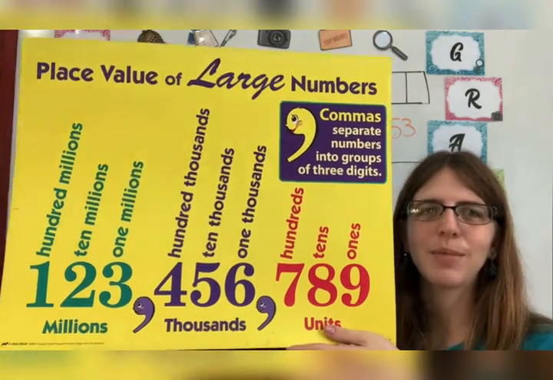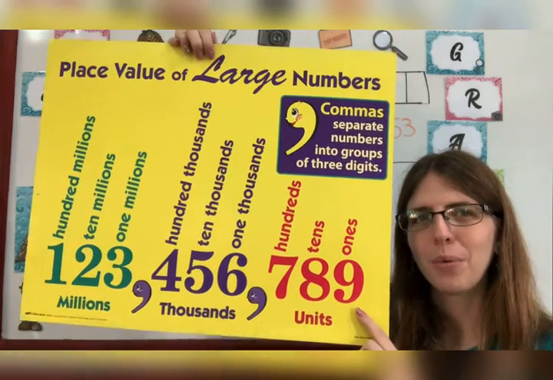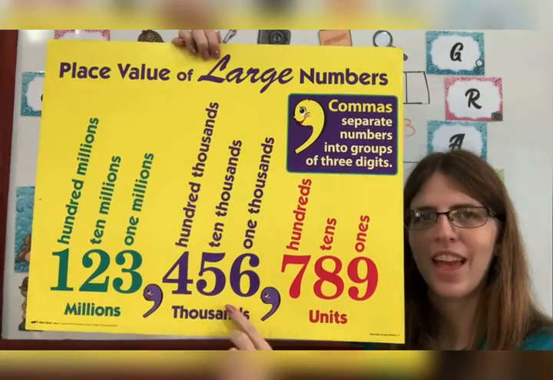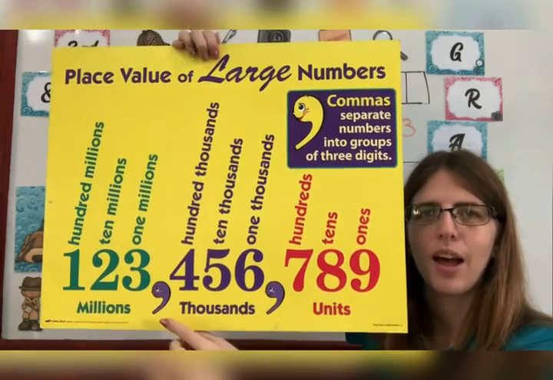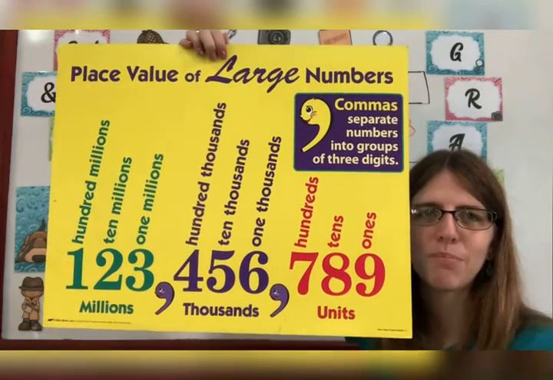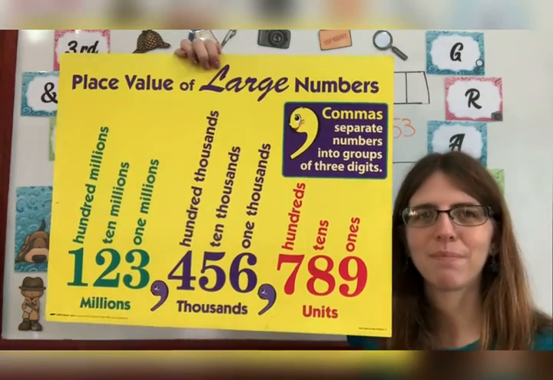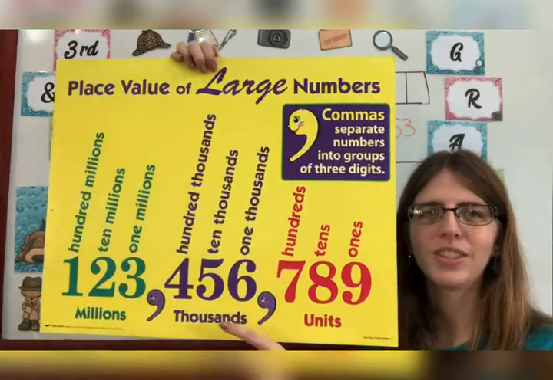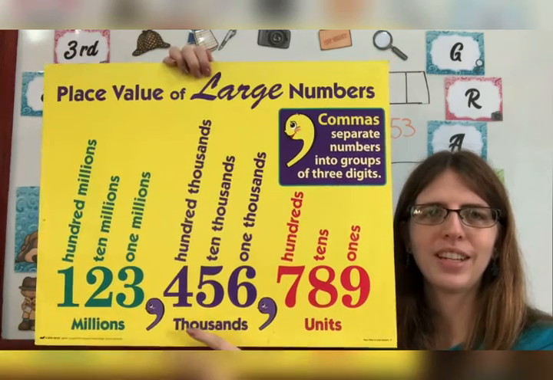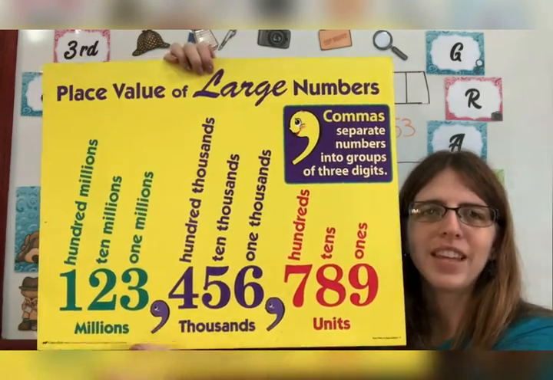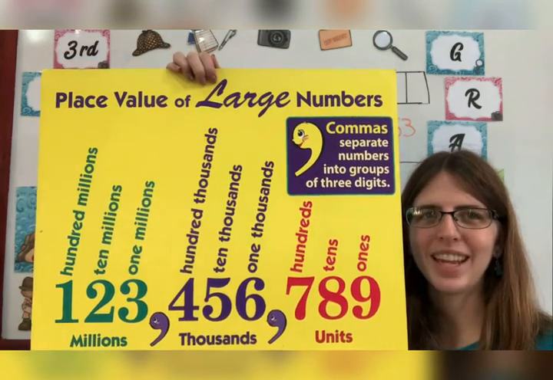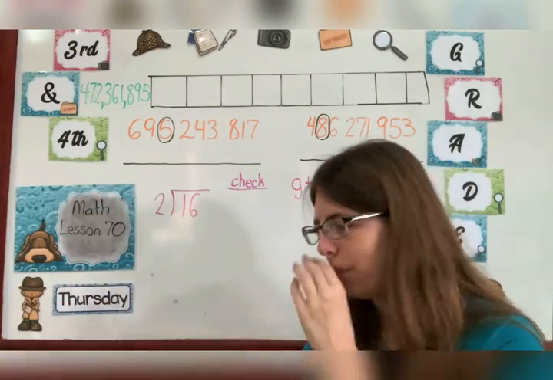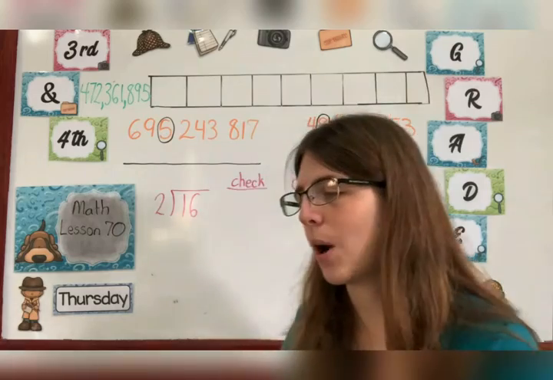All right, let's say the names of our place values. Ones, tens, hundreds, comma, 1,000s, 10,000s, 100,000s, comma, 1 millions, 10 millions, 100 millions. Say it with me one more time. Ones, tens, hundreds, comma. 1,000s, 10,000s, 100,000s, comma. 1 millions, 10 millions, 100 millions. Very good.